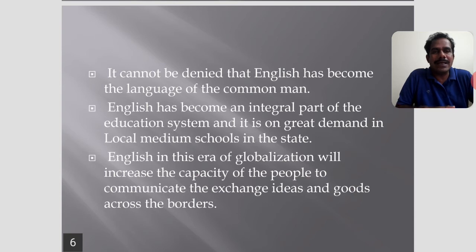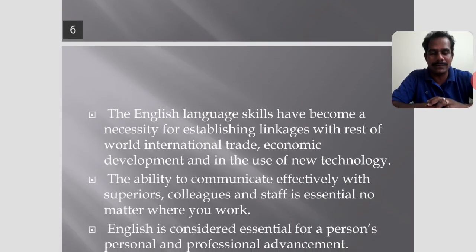English in this era of globalization will increase the capacity of the people to communicate. The communication skills, right? This is the era of communication, the era of English, to exchange ideas and goods across the borders for import and export purposes. Now a businessman requires English. A medical representative, to sell a product and promote their business, can speak English. So English is the era of globalization. Everybody can speak it now.